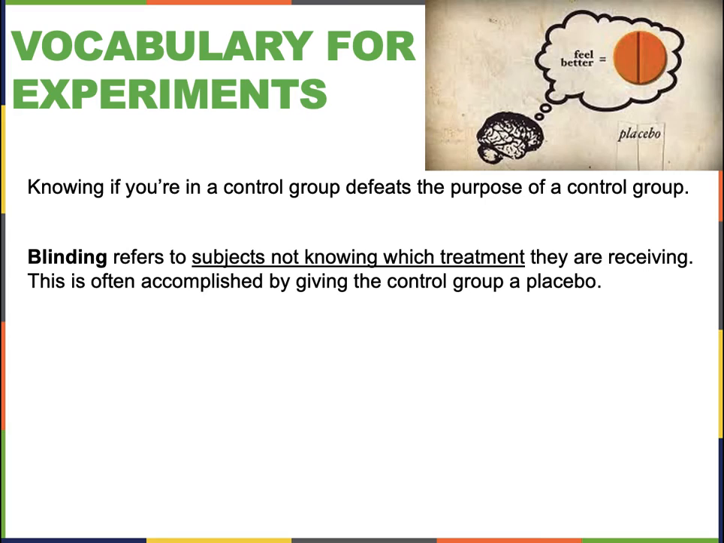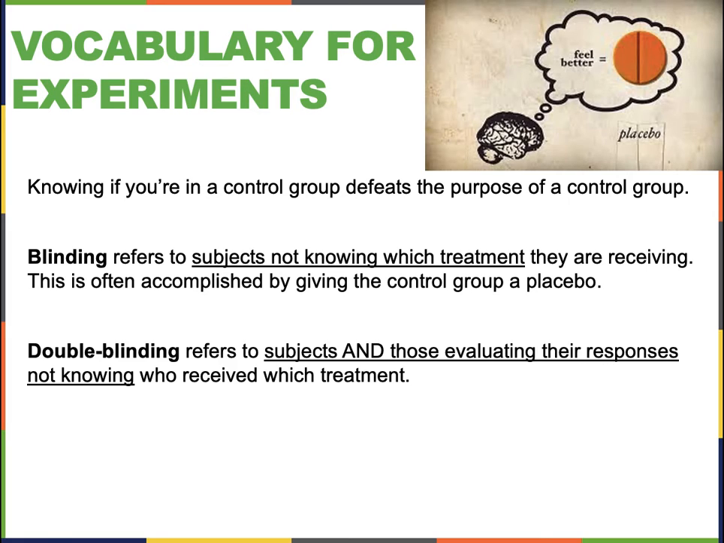Blinding refers to subjects not knowing which treatment they are receiving. This is often accomplished by giving the control group a placebo, because remember, the placebo looks like the treatment, but actually does not have the treatment in it. Double blinding refers to subjects and those evaluating their responses, not knowing who received which treatment.